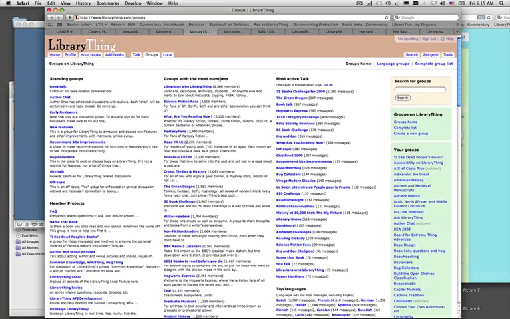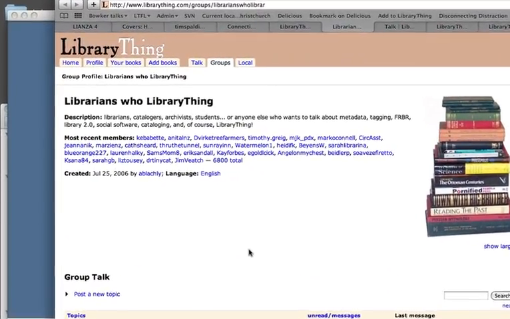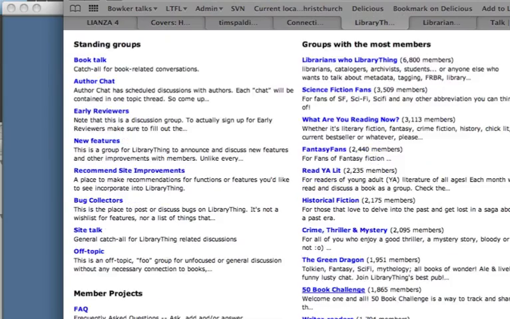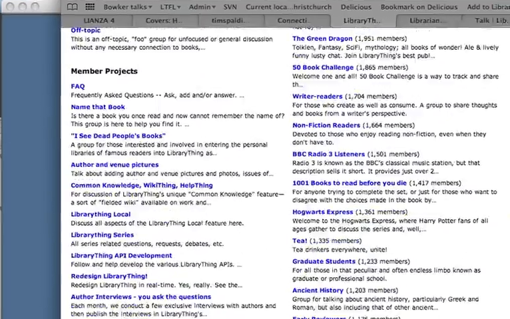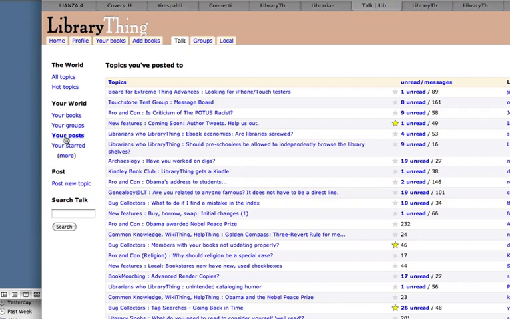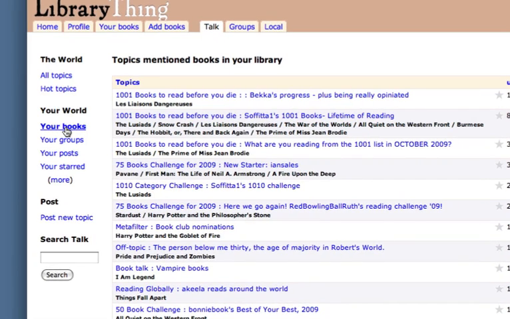LibraryThing, of course, has an entire groups system. The most popular group is Librarians Who LibraryThing, which is actually still only about 1%. There's groups for fantasy readers and mystery readers and everything you can imagine. There's a forum system that's tied to groups, and these are the posts that I've written. I can see all the posts that are going on in my groups. There's a way when you write a message to indicate what books are in it. You just put brackets around the book name.